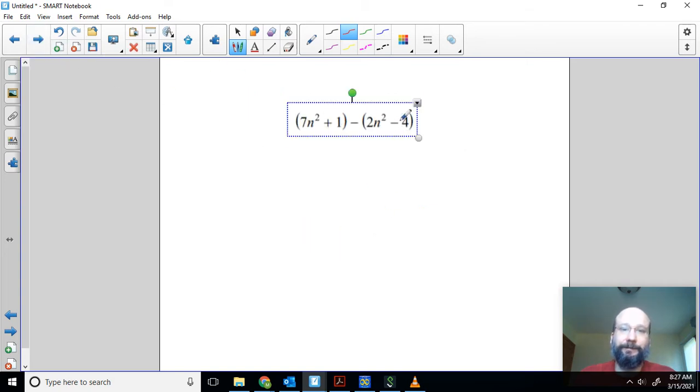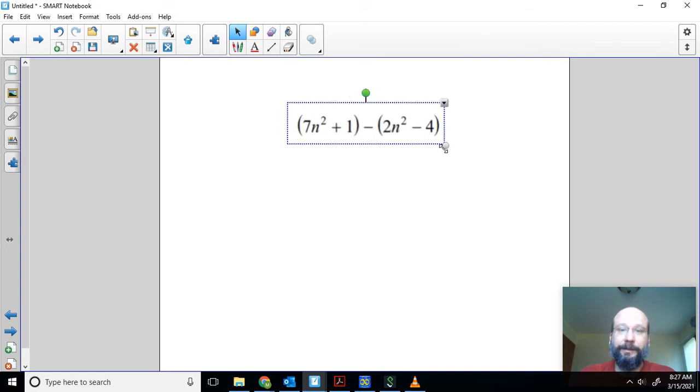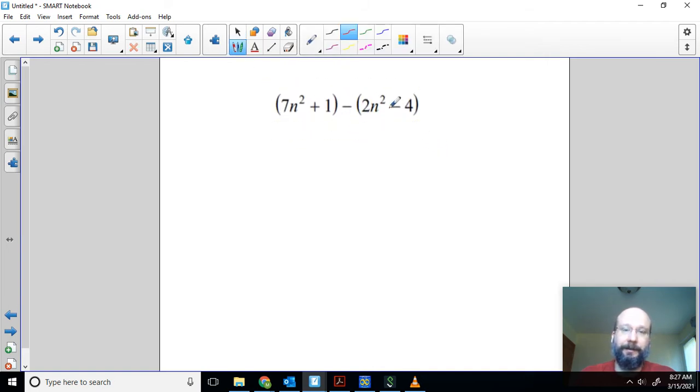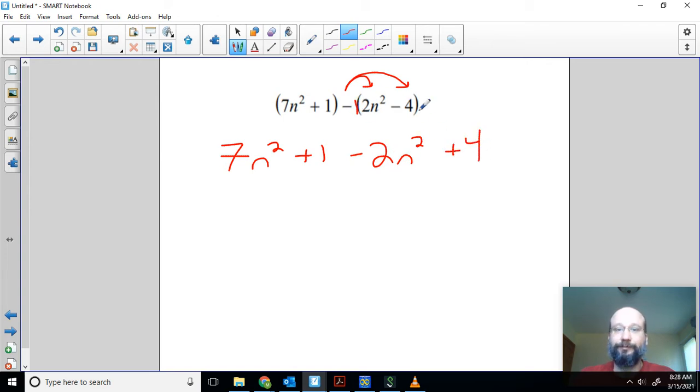The only time this gets difficult is in a question like this, when there's a negative in front of the parentheses. So this one, again, does not have a negative in front. So if I wanted to, I could just rewrite it because nothing happens to this, right? There's a positive here. This one, however, there's a negative 1, and we have to distribute that negative 1 to these numbers. Negative 1 times 2n squared would be negative 2n squared. Negative 1 times negative 4 is positive 4. Once I've distributed that, I don't have a parentheses anymore, so I can just combine like terms.